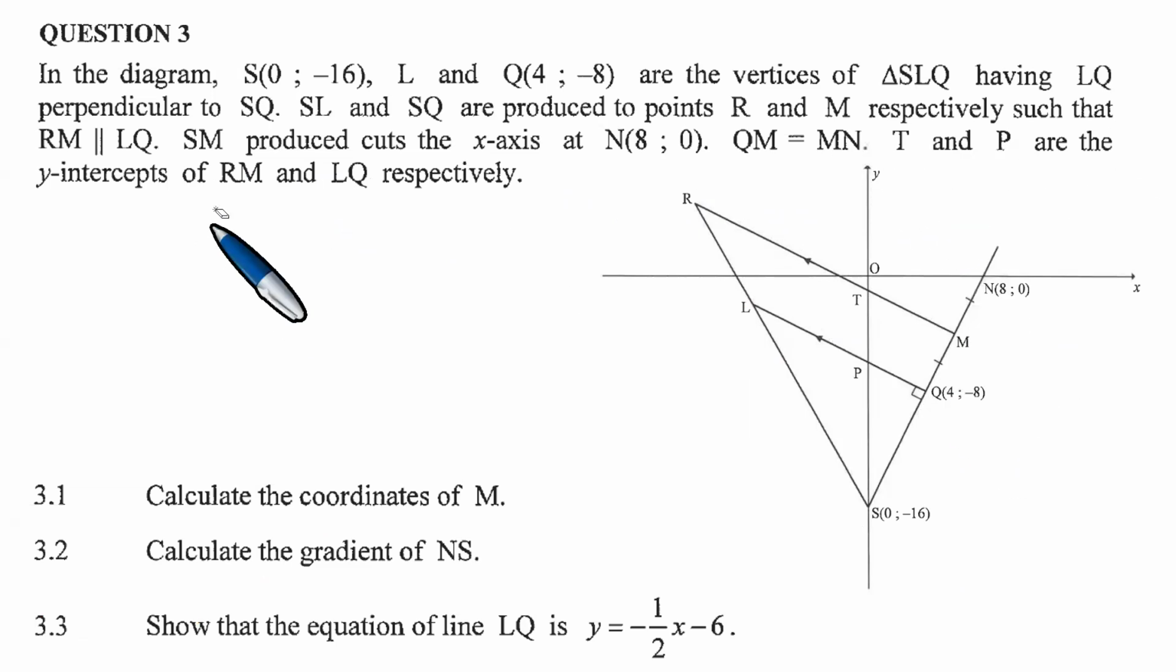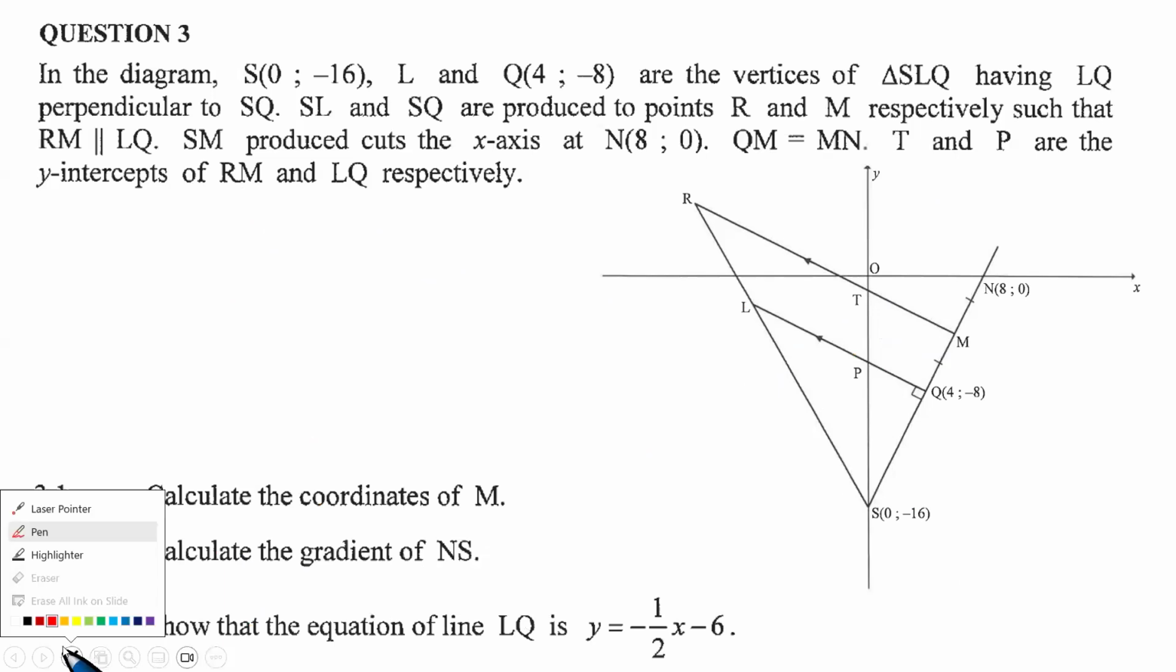T and P are the y-intercepts of RM and LQ respectively. You can see the T and P there. Calculate the coordinates of M.